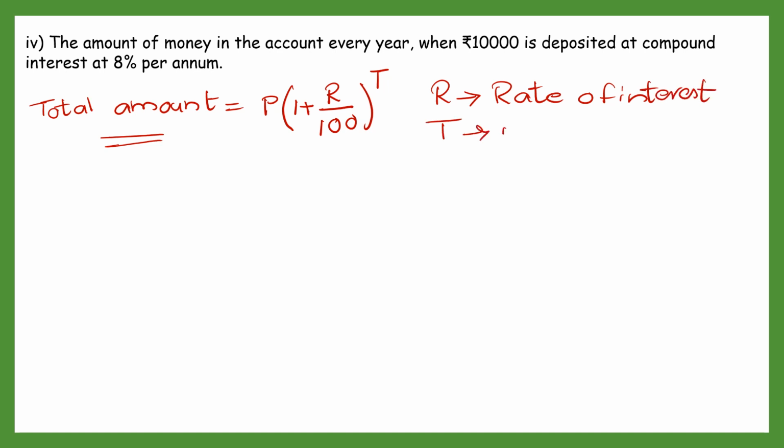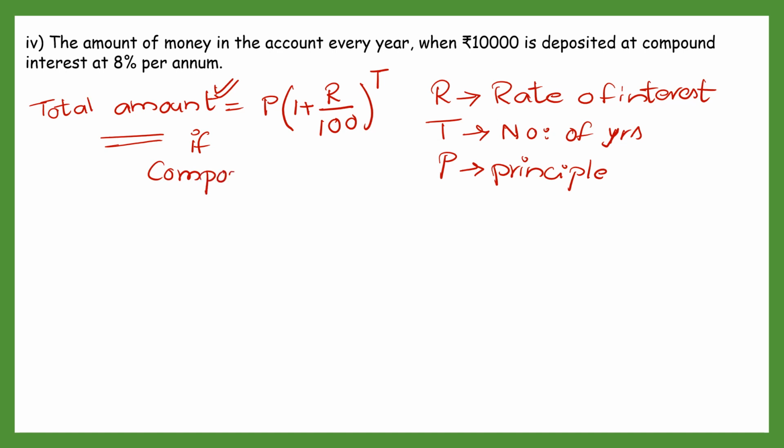T is the number of years. P is the principal. Here, what is the total amount? If compound interest is given, then the total amount is given by P into 1 plus R by 100 whole power T.